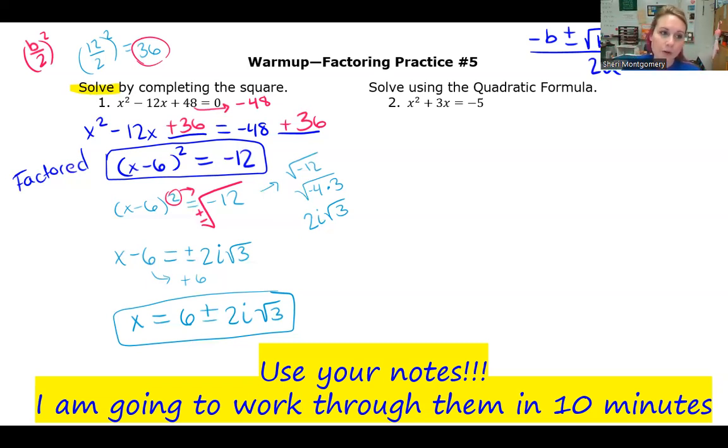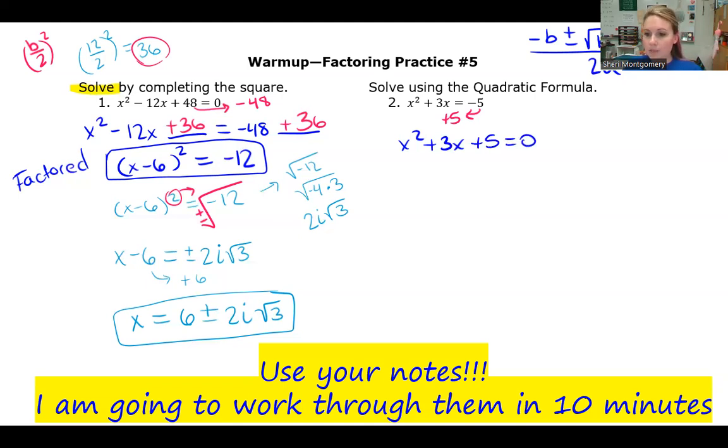First step when you're doing quadratic formula is whatever you have needs to be set equal to 0. For this one, it was a little bit different. When you complete the square, you need to bring over your constant and then make space. Here, not the case. You need A, B, and C all on the left side. So we need to fix that first. We need to add 5. So we get x squared plus 3x plus 5 is equal to 0.